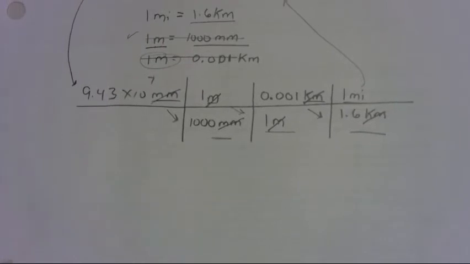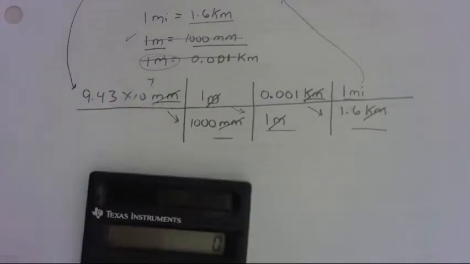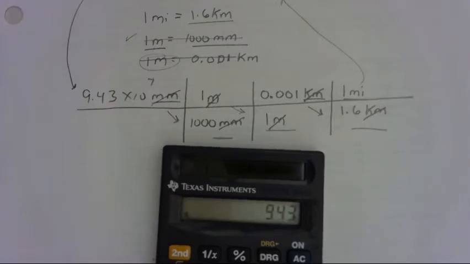So now I have to do the math. When I do the math, it's very simple. The numbers on top, you multiply. Numbers on the bottom, you divide. Ignore the ones. They don't matter. It doesn't matter if you multiply or divide by 1. So on my calculator, I'm going to start off by having 9.43 times 10 to the 7th. On this calculator, that looks like that. That number and that number is the same thing. If I had a different type, I would just go times 10 to the 7th.